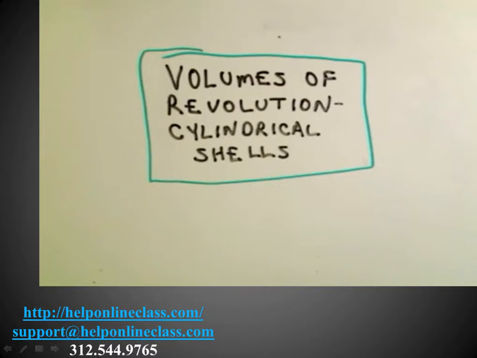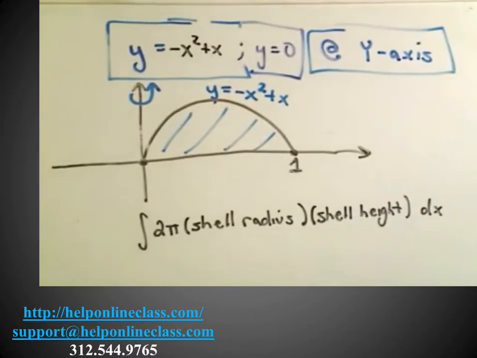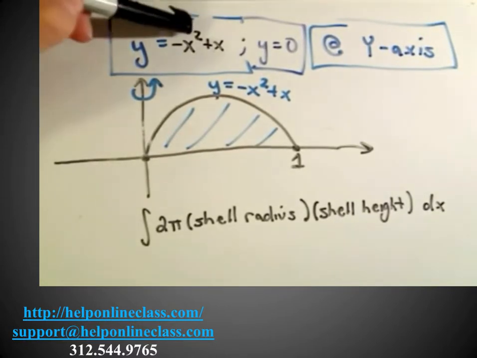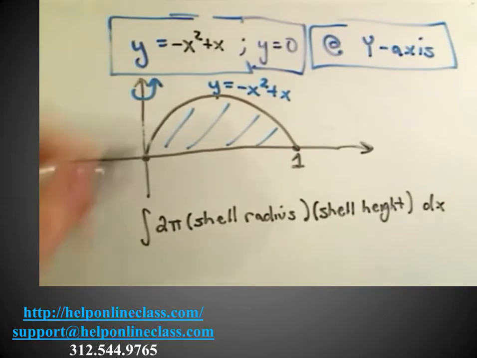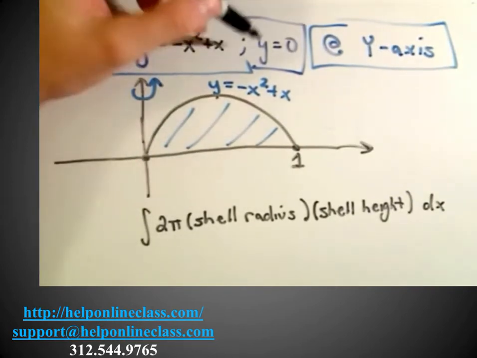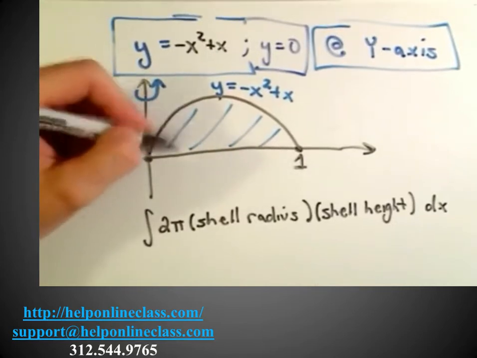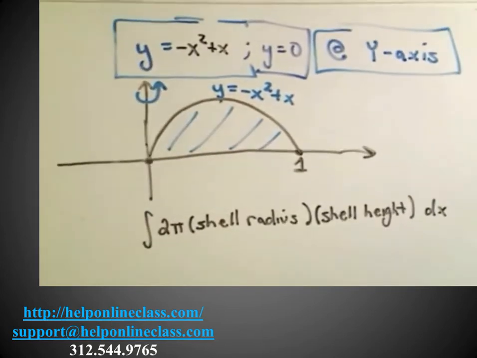Okay, in this video I want to talk about finding volumes of revolution using the cylindrical shells method. The function I'm going to use here is y equals negative x squared plus x, which is just a parabola opening downwards, and the line y equals 0, which is just the x-axis, so we're going to get the region here that I have lightly shaded in blue.